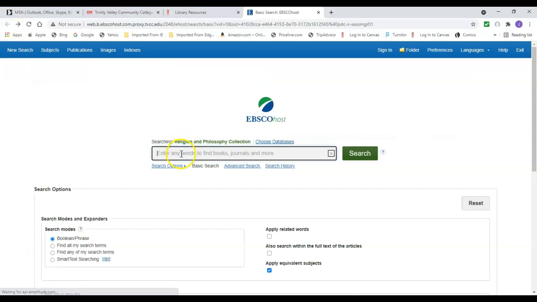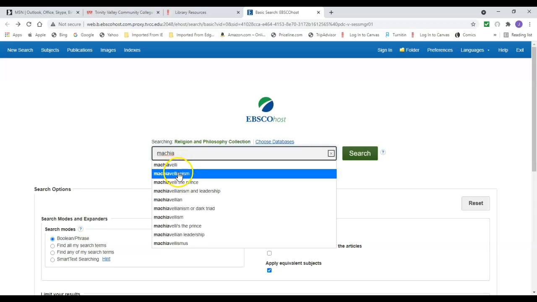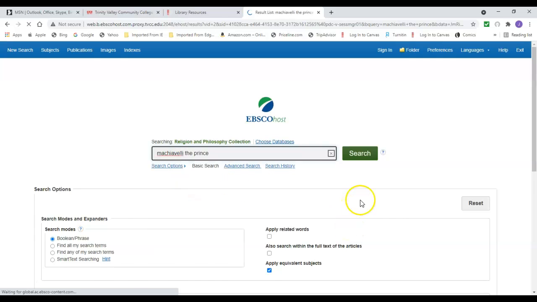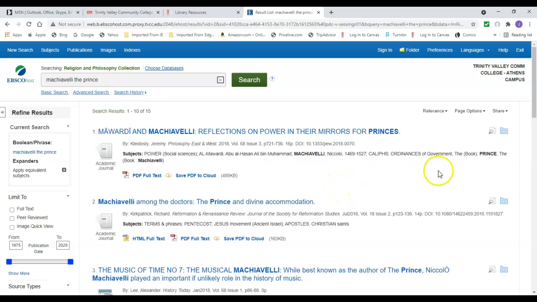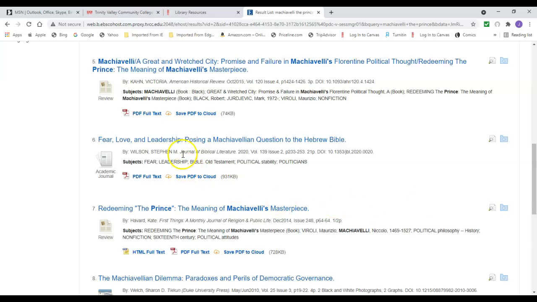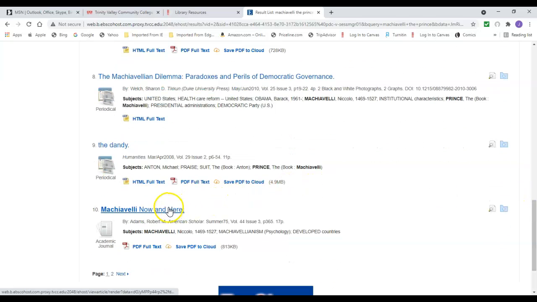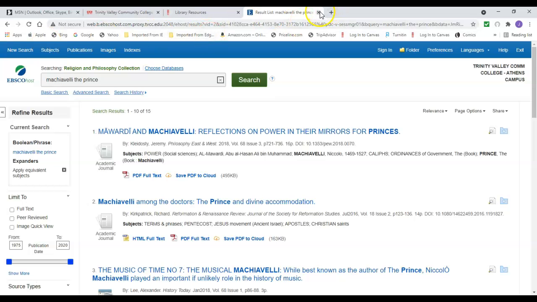Now, if I go back here and I type in Machiavelli, excuse me, I'm trying to spell it right. Give me a chance. There we go. Machiavelli, the Prince. I kept waiting for it to pop up for me. But if you look here, here's that Machiavelli, and this idea about reflections on power. You have the philosopher prince, this idea about views, fear, love, and leadership, redeeming the meaning of the prince. And so you have perils of democratic governance. And so you have Machiavelli here now, which is a very interesting article that discusses how Machiavelli's principles can be applied or are used today. So again, a number of these articles you can find as well underneath these library resources.